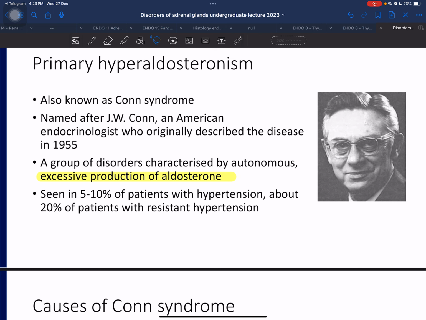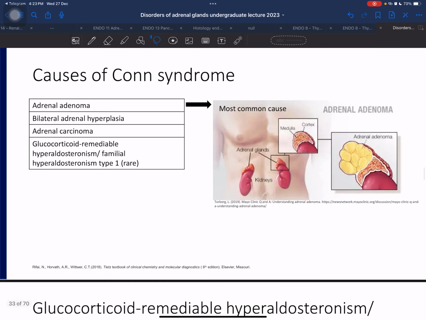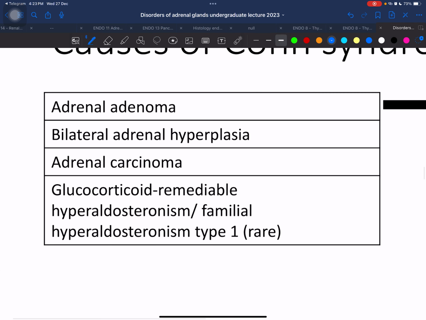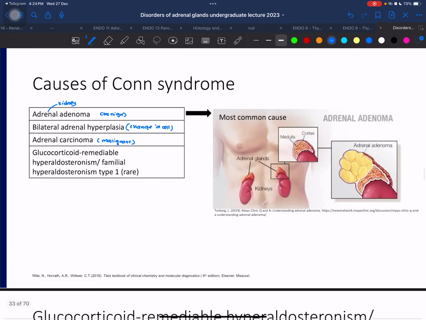It can be due to adrenal adenoma, which is the most common cause, okay? An adenoma in the adrenal gland. It can be due to bilateral adrenal hyperplasia at both sides of the adrenal gland, adrenal carcinoma, which is rare, and glucocorticoid-remediable hyperaldosteronism, which is even rarer, okay? Just one slide on this, you do not need to know in detail. It's just a rare autosomal dominant disorder. That's all you need to know for now.